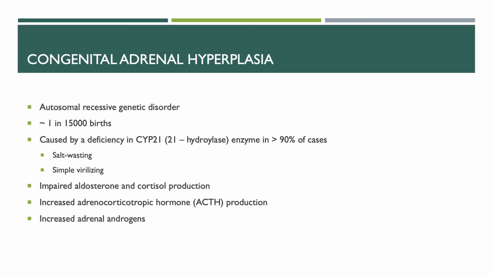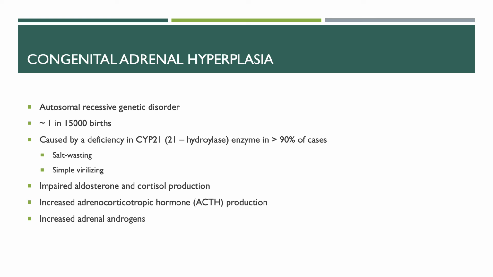The classic type, which makes up about 90% of CAH cases, is caused by a deficiency in the CYP21 enzyme. This deficiency results in impaired production of aldosterone and cortisol. The cortisol deficiency results in a negative feedback loop in which there is an increase in production of adrenocorticotropic hormone. Subsequent hypertrophy of the adrenal glands and an increase in adrenal androgens also occurs.